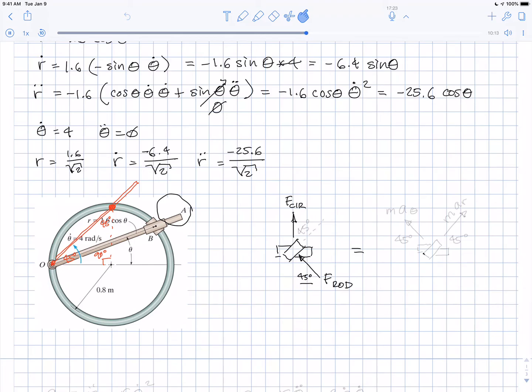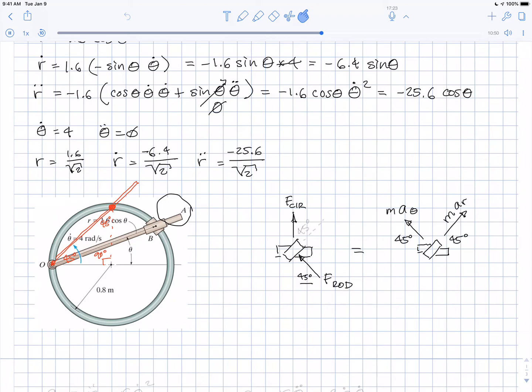Okay, so that will equal, when we're at 45 degrees, let me try and draw that again. There's that collar with this extra piece here. So we're going to have m a_r and m a_theta, and everything is at 45 degrees. So you can't go wrong. Everything is 45 degrees.